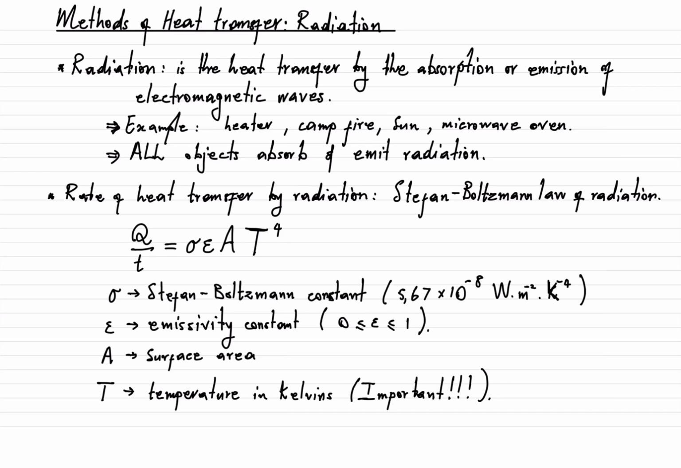And I should specify that the emissivity constant is a property of an object, and it is always limited to this interval. It is larger than or equal to 0, and less than or equal to 1. It is never negative, but neither is it larger than 1.